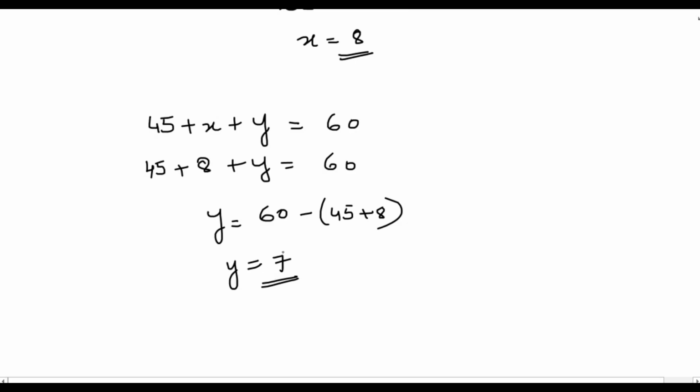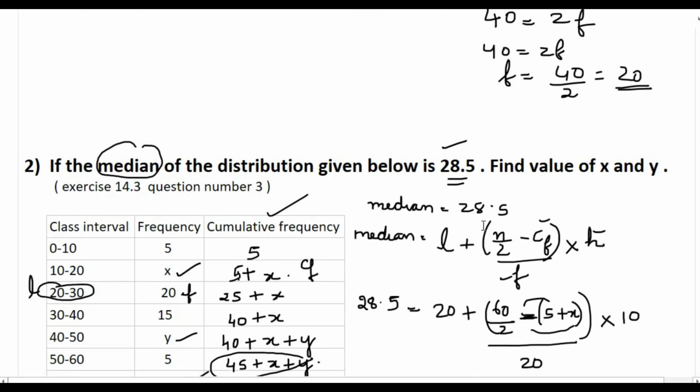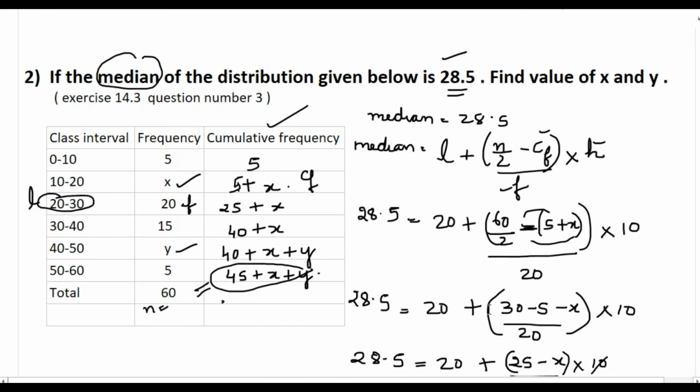So we got x as 8 and y as 7. So the missing frequencies are 8 and 7. You can check this answer: substitute the values of x and y in this table. If you substitute the values of x and y, then you should get the answer 60.